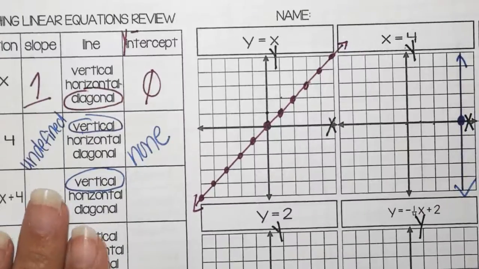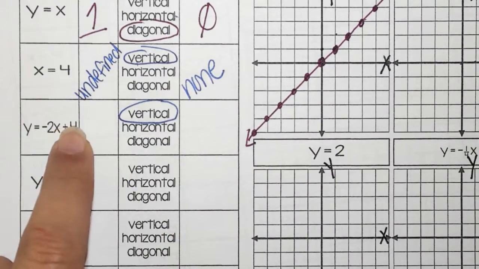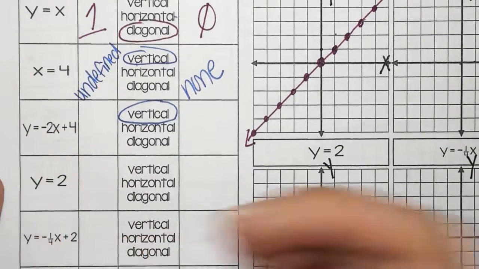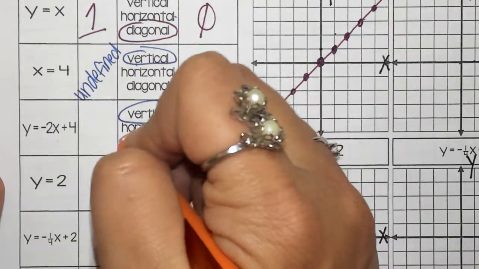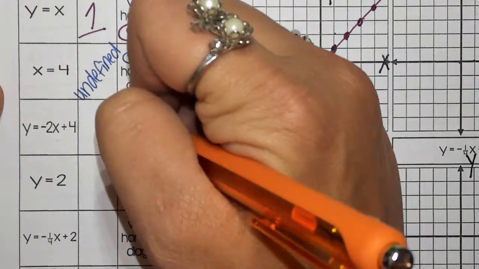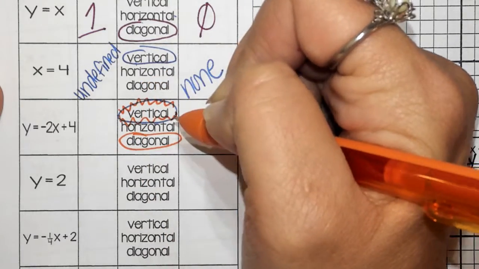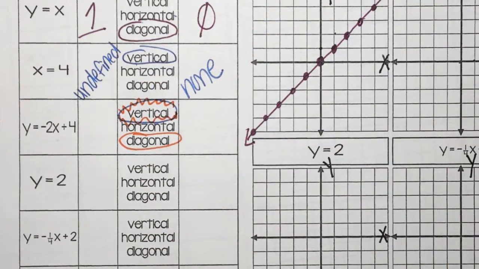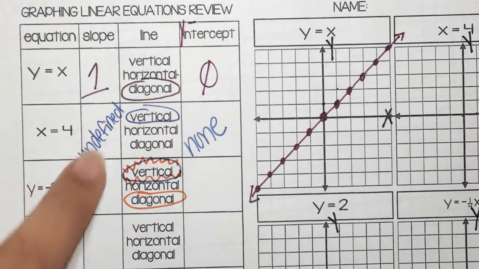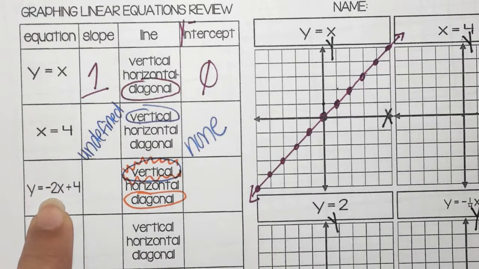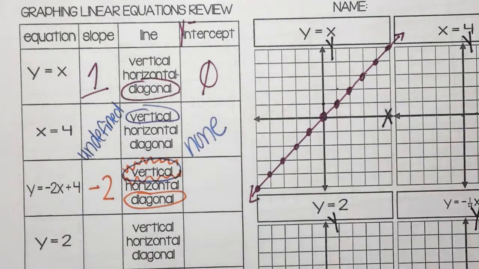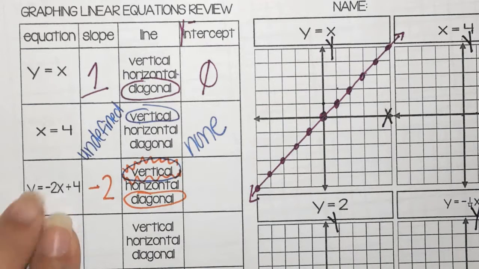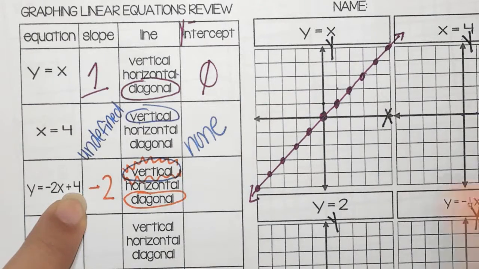Alright, now, let's look at this one right here. Y equals negative 2x plus 4. Does it have a Y and an X? Yes. So is it going to be vertical, horizontal, diagonal? Diagonal. Now, what is the slope of this line? Negative 2. Now remember, the slope is the number in front of x. So that's a negative 2. What's our y-intercept? 4.